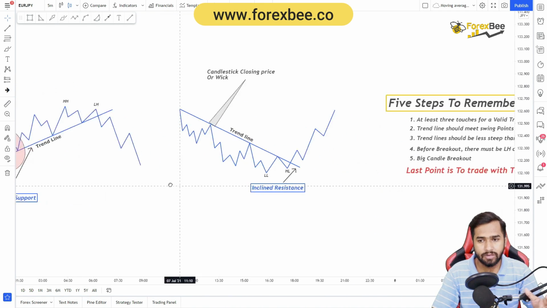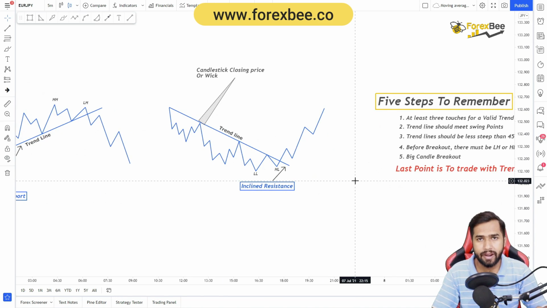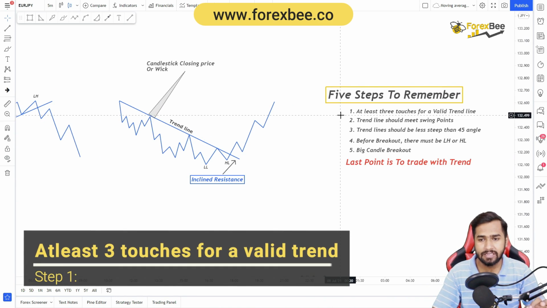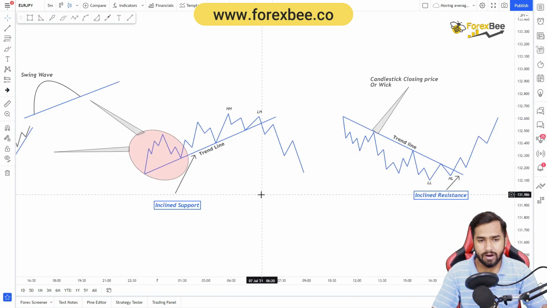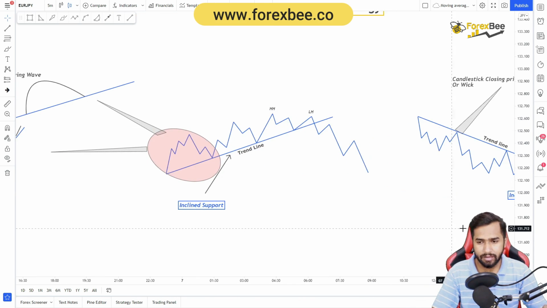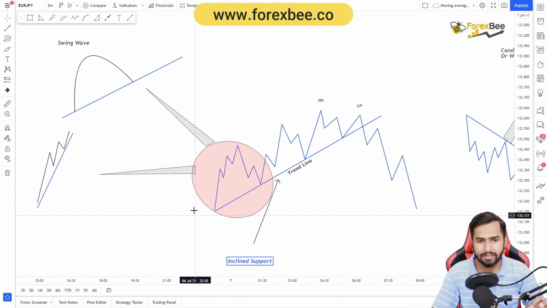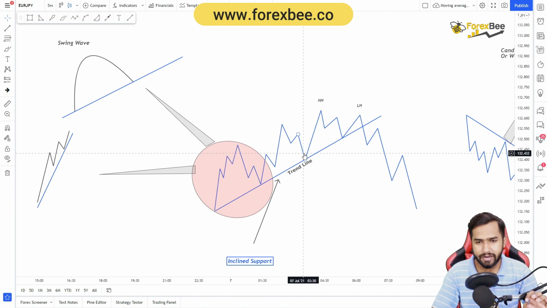So let me go over the few key points that you need to keep in mind while looking for valid trends. The first thing for a valid trend is there should be at least 3 touches for a valid trend line. Let me show you what that means. So here we are on the chart, and this is basically a bullish market going on. When we look at this, we can see some swings forming. This is our first swing, this is our second swing, and this is our third swing, and here the breakout happened.